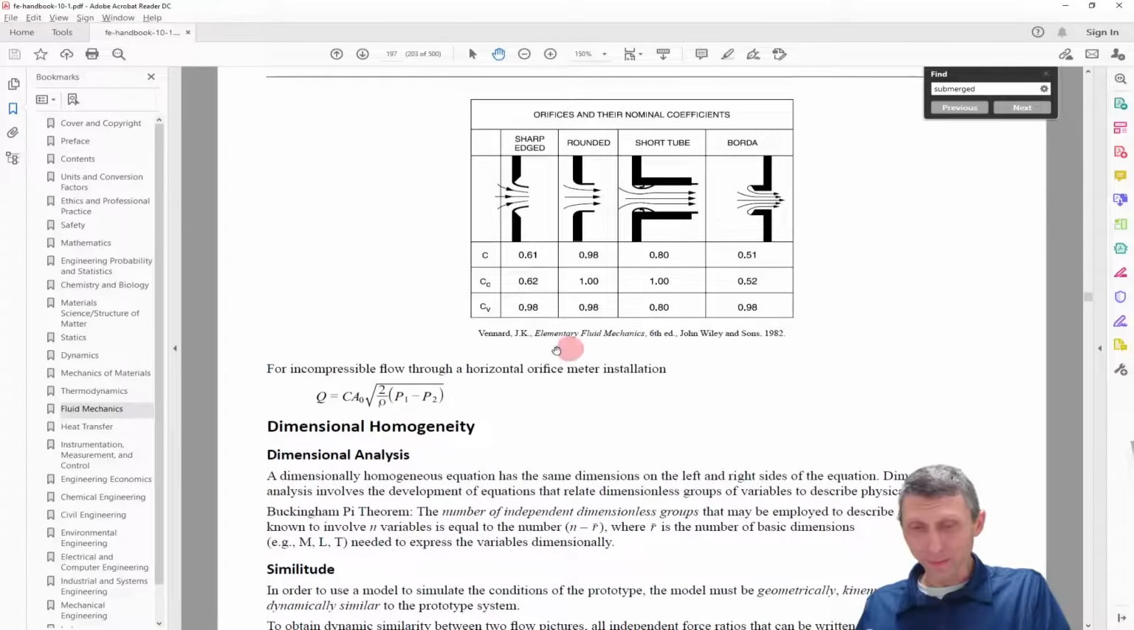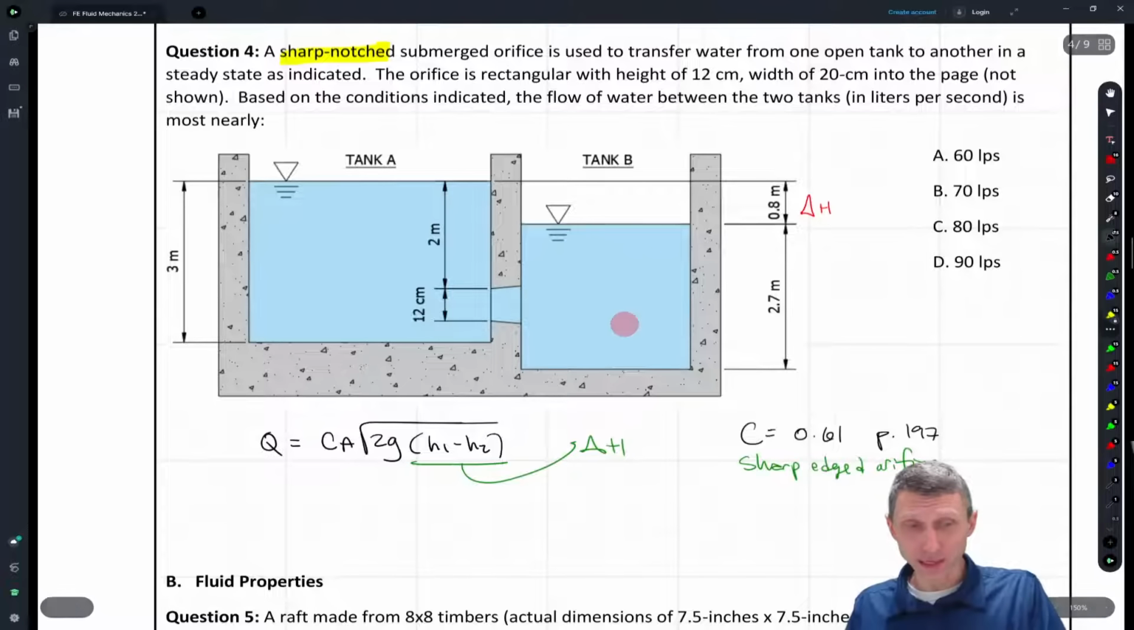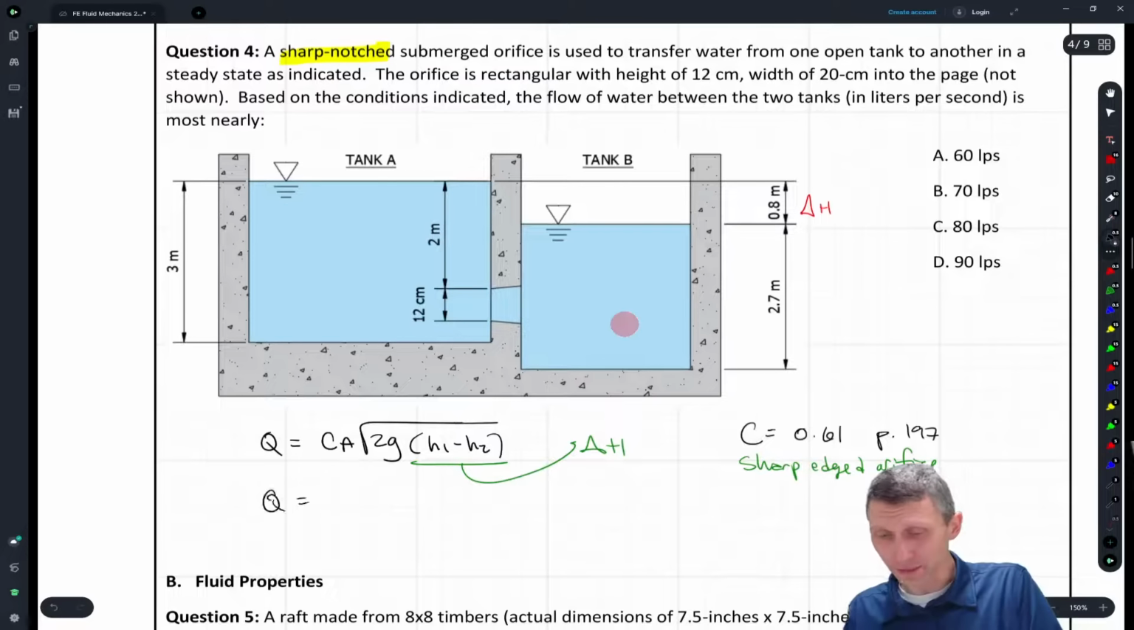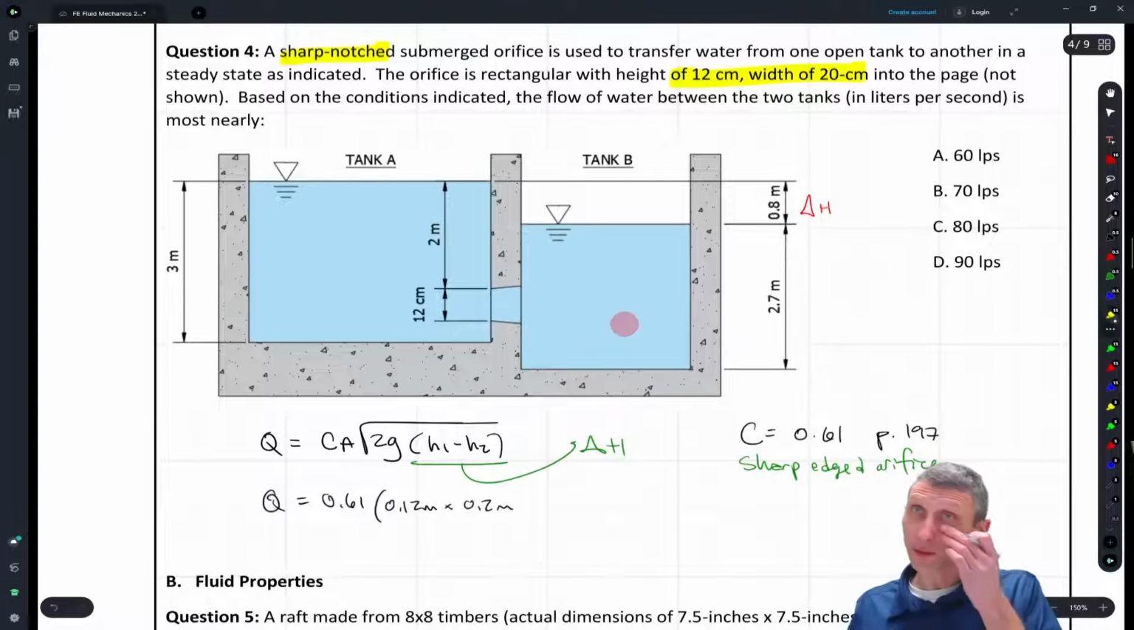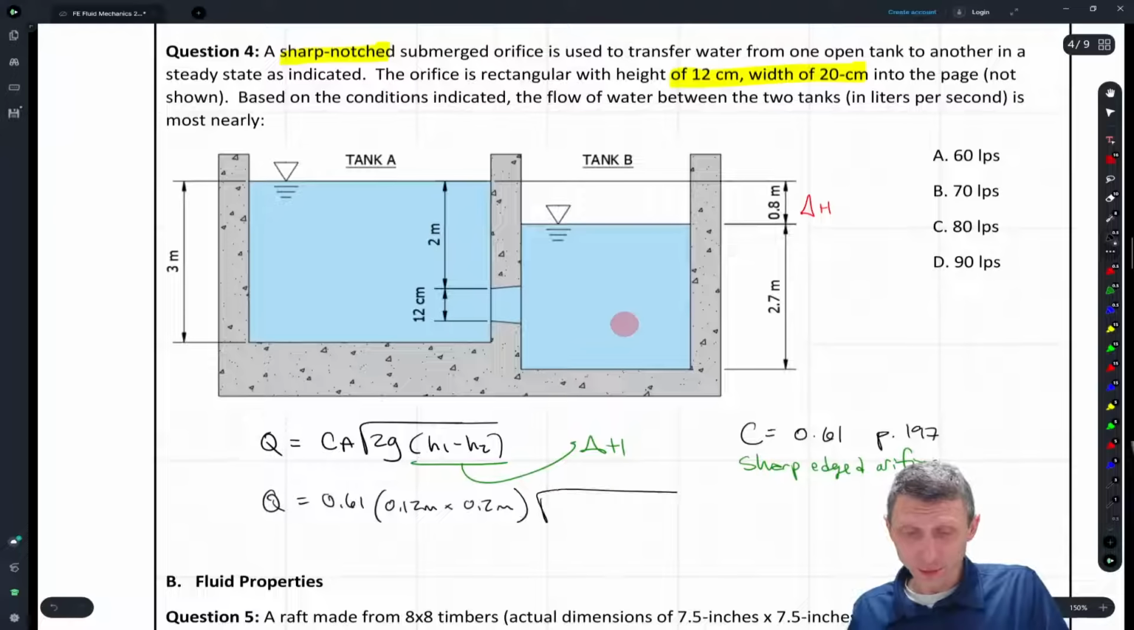I mean, this is where you kind of have to know what you're looking for and know that it's there. But once we get that, the rest of this becomes a little bit of plug and chug. So 0.61 times the area, which is 0.12 meters times 0.2 meters, right? So that was our length and width of the orifice. And then times the square root of 2 times g, so 9.81 meters per second squared.